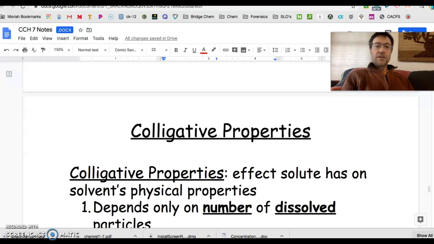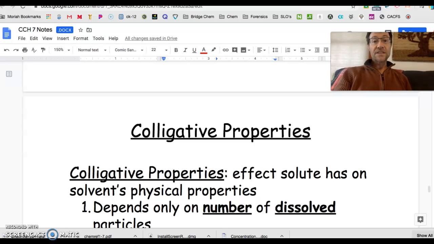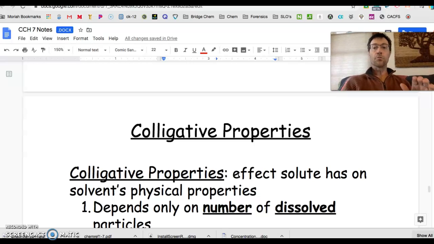So, colligative properties, this is the reason why we put salt on the roads. This is why when they boil sap to make maple syrup, they use a thermometer to do that. So basically, colligative properties are the effect that a solute has on a solvent's physical properties.